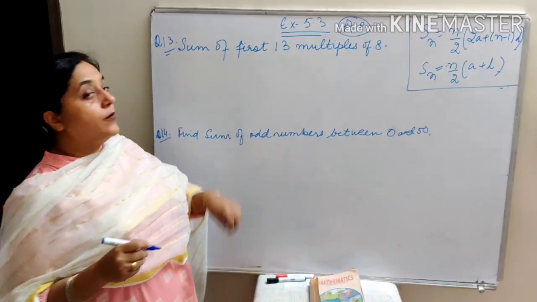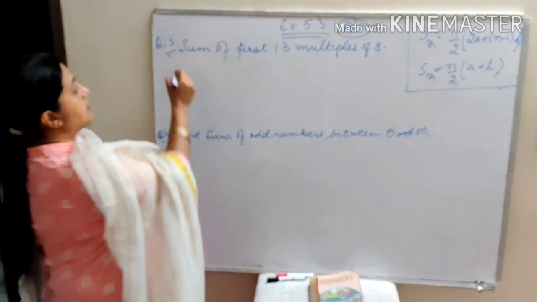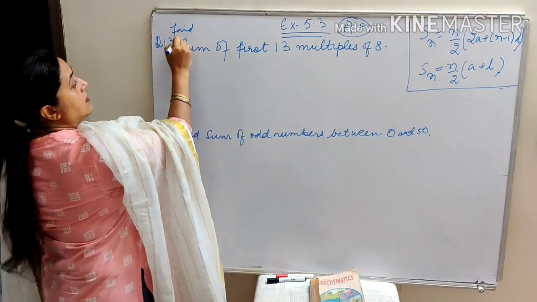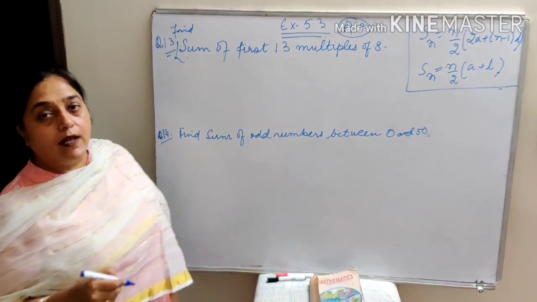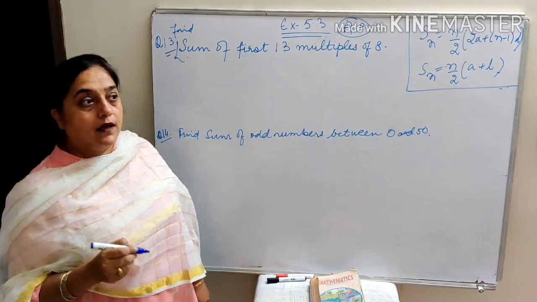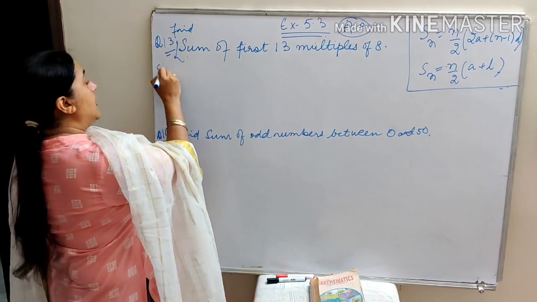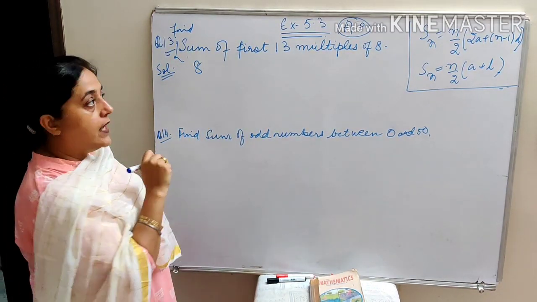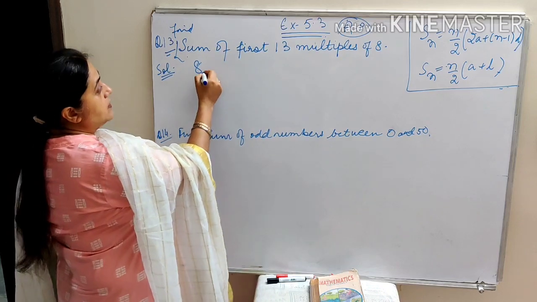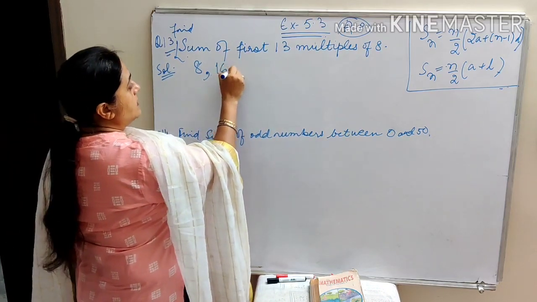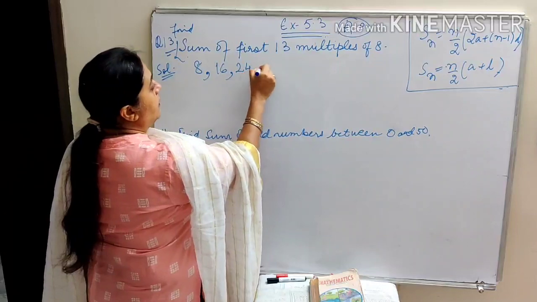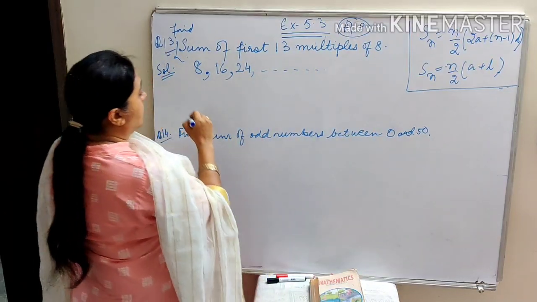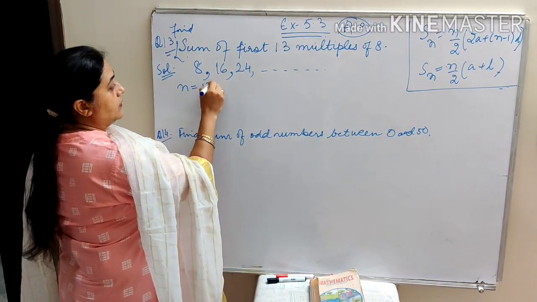Now I am taking up question number 13, which says find the sum of first 13 multiples of 8. What does 13 multiples of 8 mean? We will start with 8, because we have to consider only multiples of 8. So the next numbers will be 16, then 24 and so on. So what is n here? n is equal to 13.